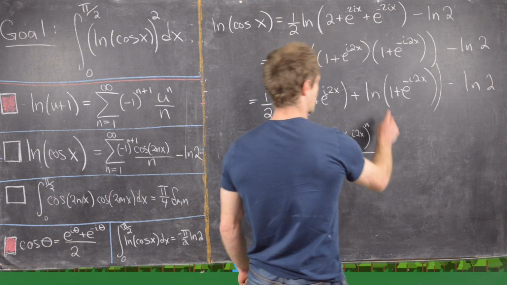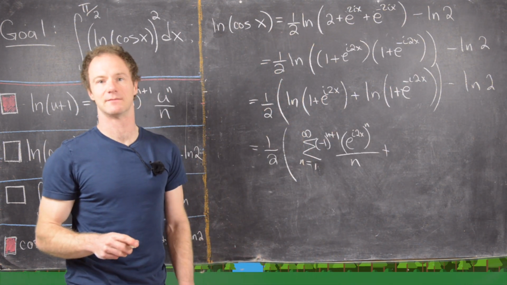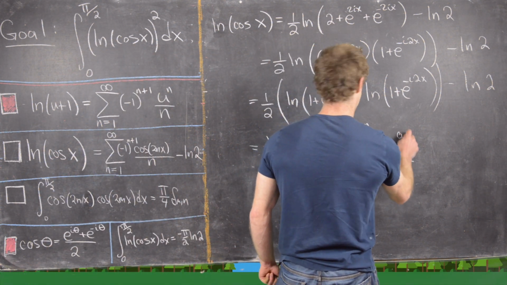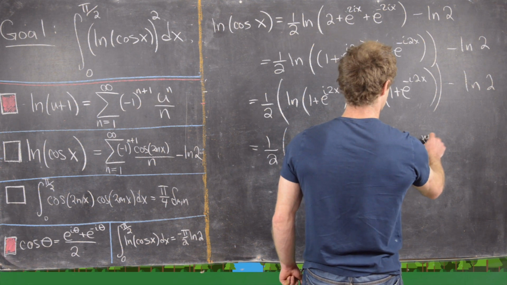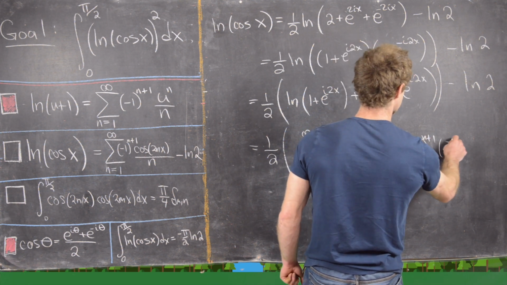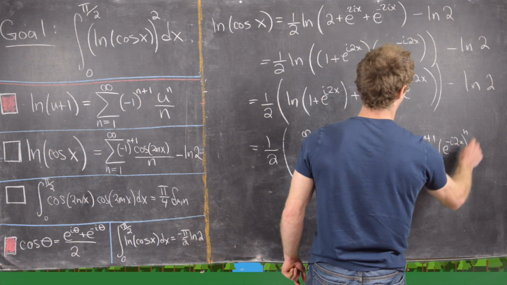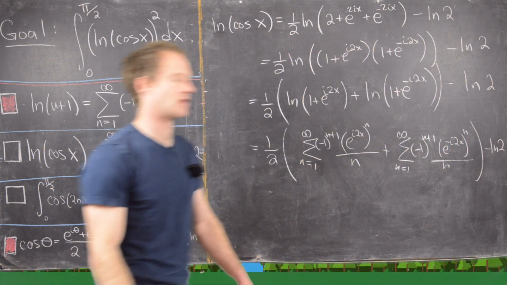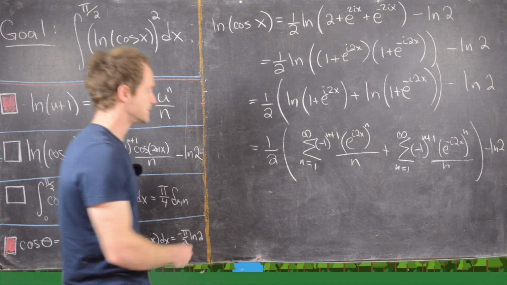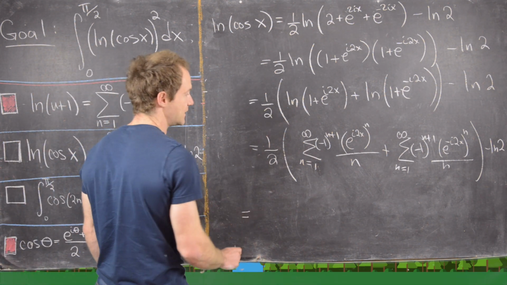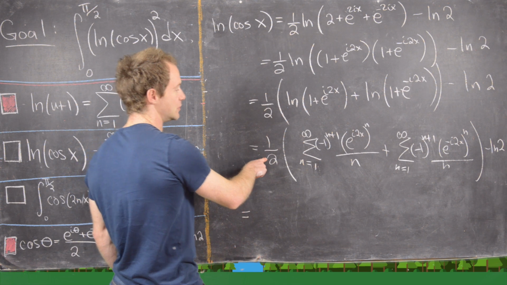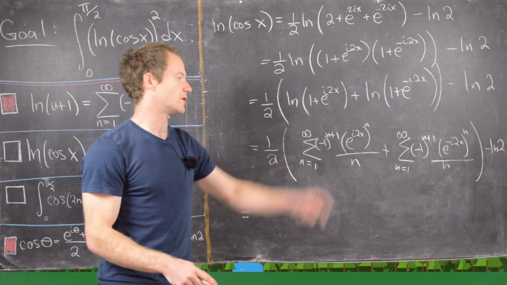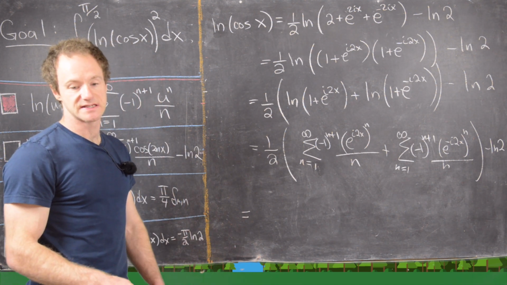And then for the second one, we'll have something very similar, but just e to the minus i 2x. So this is going to give us the sum n equals 1 to infinity of minus 1 to the n plus 1, e to the minus i 2x, all to the nth power over n. And then we've got to keep this minus natural log of 2 hanging on. Okay, now we can put these together. So I'm going to take this 1/2 and distribute it through, and then also add those sums together to see what we get.